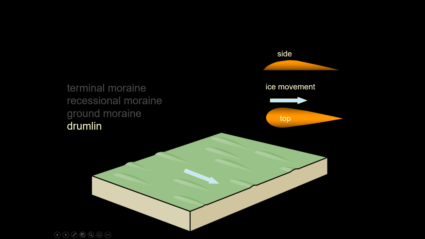This is a side view and a top view of a drumlin. I'll show you some examples of drumlins here in just a minute, so you can see what they look like on the landscape. But again, imagine that these things just represent a bunch of debris at the bottom of the ice sheet that just builds up.